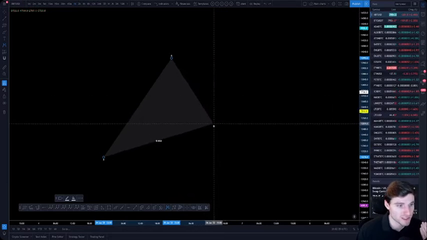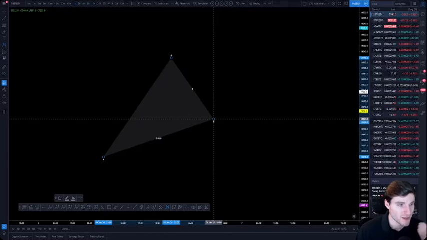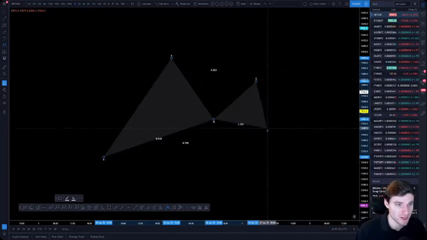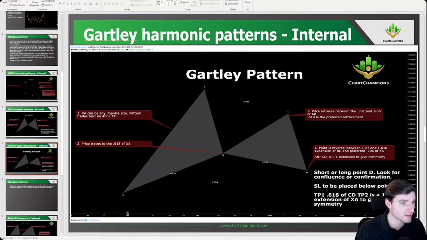So obviously you want to see this first down to 618. Try and get this on 618. Then you want to see your retracement back up, and then you want to see this move down again. So obviously the Gartley, it has to be 618.